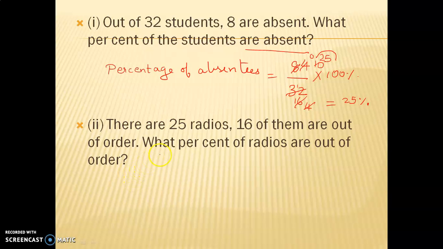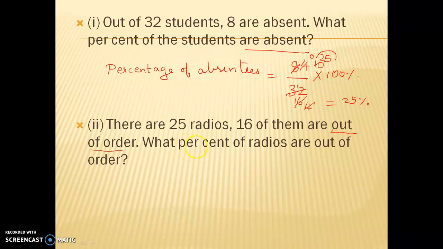Now, the next question is, there are 25 radios. 16 out of them are out of order. Out of order. How many of you are sitting out of order now? Be brisk and keep writing in your classwork note. You can write it a little shorter. No need to write the whole elaborated words, but see that your note is neat and maintained clearly.